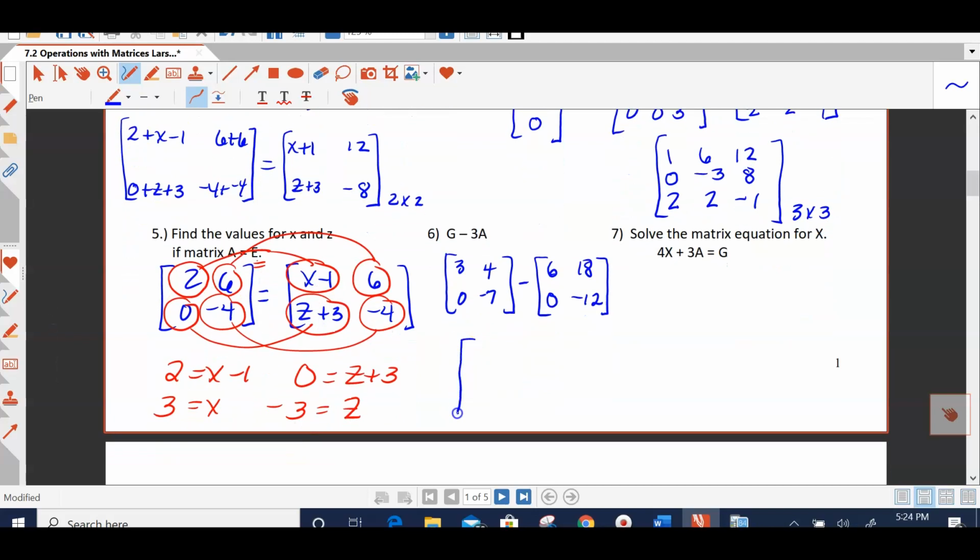Now, let's go ahead and perform that operation. So it's just going to be entry for entry. 3 minus 6 is a negative 3. 4 minus 18 is a negative 14. 0 minus 0 is 0. And negative 7 minus a negative 12 will be negative 7 plus 12, which would be 5. And the result is a 2 by 2.